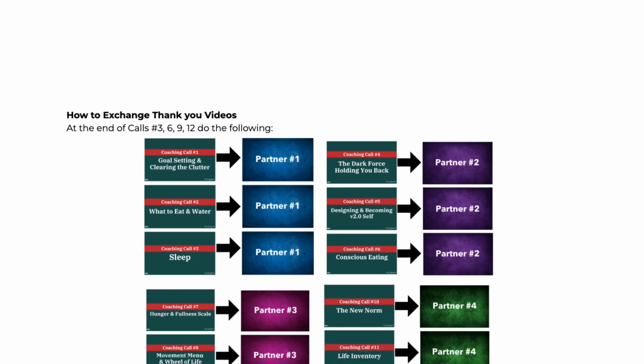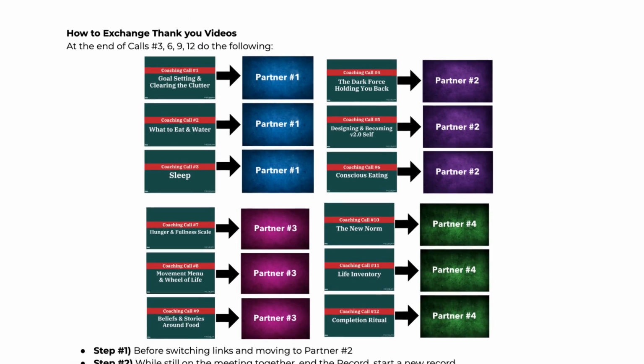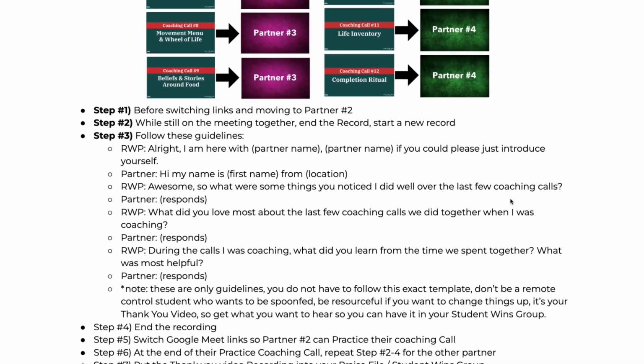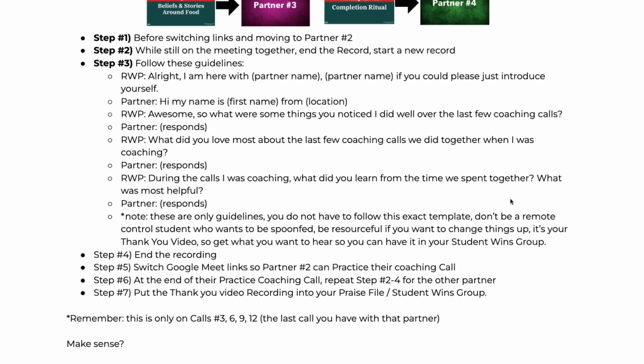It's at the end of calls 3, 6, 9, and 12, okay? So this is going to be the final call that you have with your partner, right? Partner number 1, the final time I get to chat with my partner number 1 for the practice calls is going to be coaching call number 3. Partner number 2, last time I talk to them, is coaching call number 6, coaching call number 9 for partner number 3, and then partner number 4 is coaching call 12. On these calls, before you actually close out with that specific student, you're going to follow these steps. Before switching links and moving to partner number 2, while still on the meeting together, right?